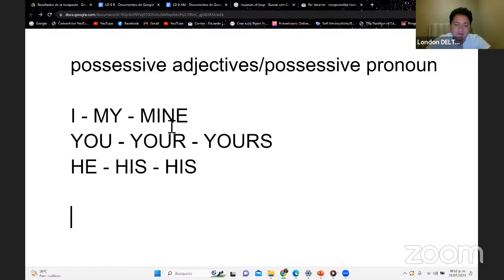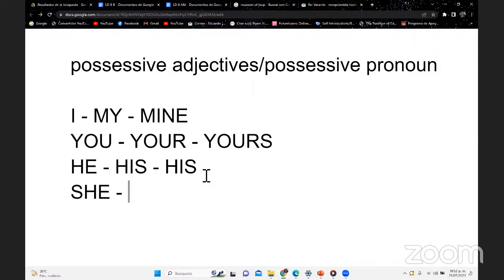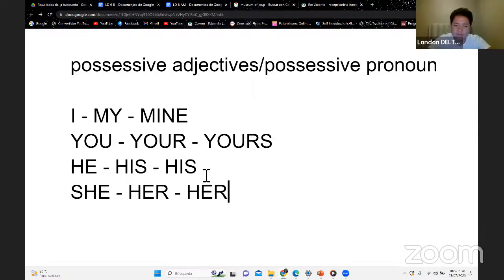So, esto se utilizaría más con objetos, right? The car is mine, the car is yours, the car is his, all right? Aquí quiere decir su, estamos hablando de él, right? Su coche de él, all right? For she, can you tell me please the possessive adjective? Her. Her, and the possessive pronoun, hers. Hers, okay?